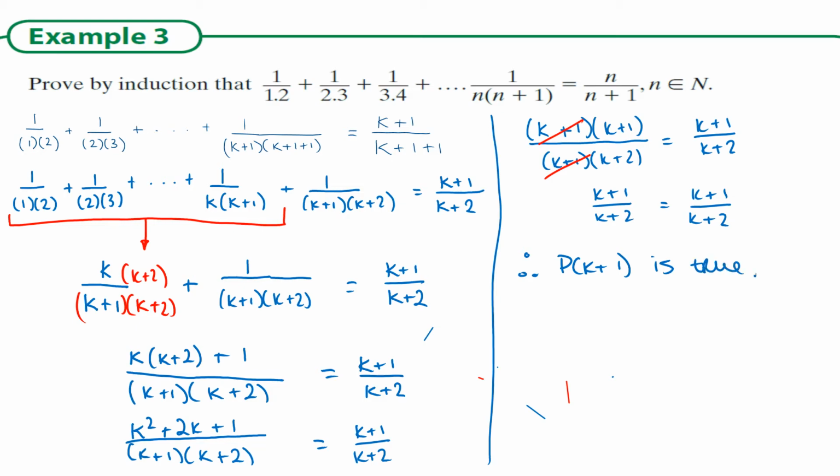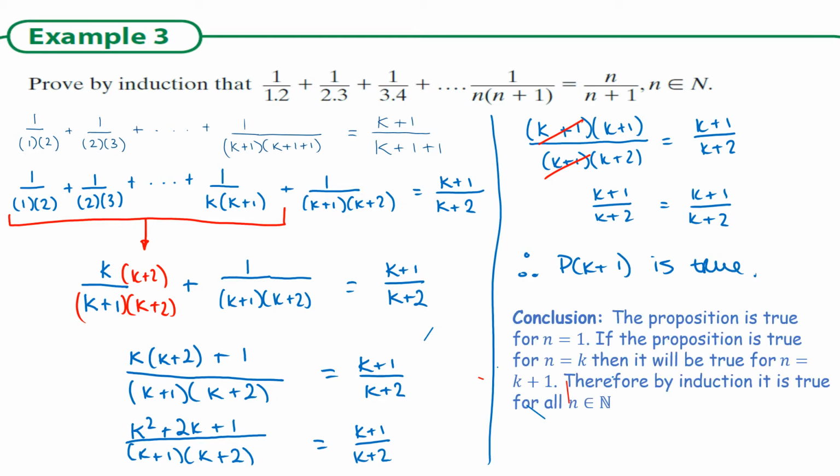So the final step now is our conclusion. So if the proposition is true for n equals 1, and if the proposition is true for n equals k, then it'll be true for n equals k plus 1. Therefore, by induction it is true for all n, an element of the natural numbers.